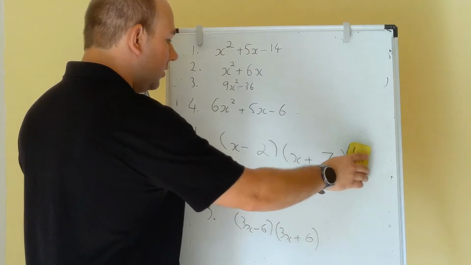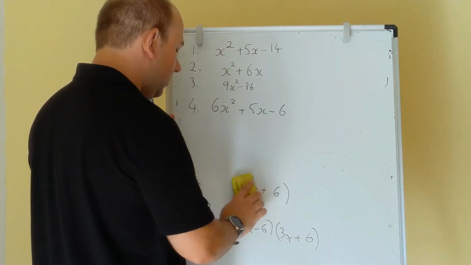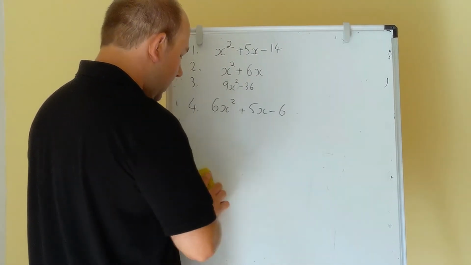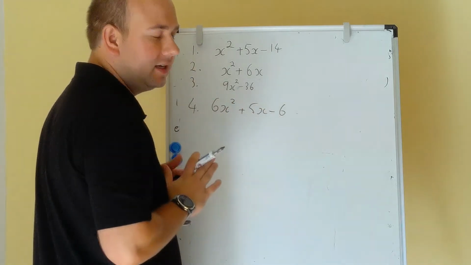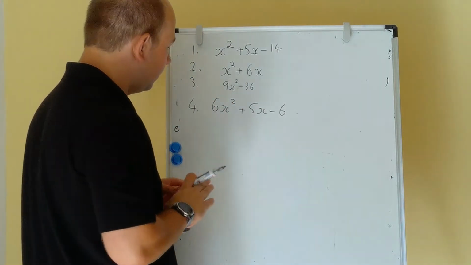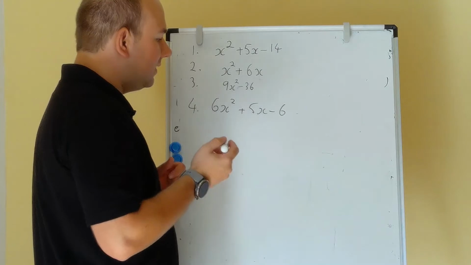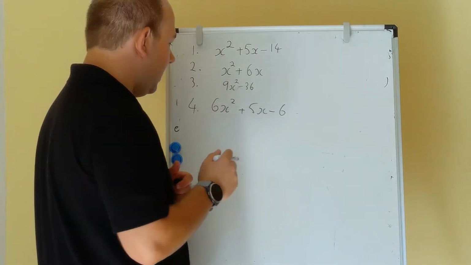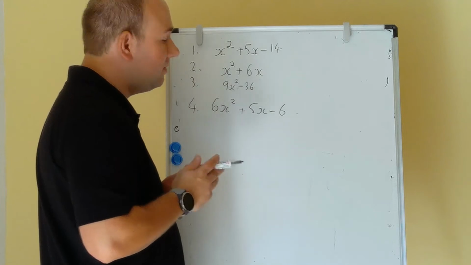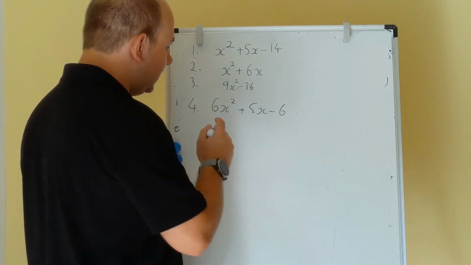So finally, we're going to go on to this fourth question, which has an a coefficient of 6, a b coefficient of 5, and a constant of minus 6. So this one's a little bit trickier to do. We're still going to end up with two brackets, but there are numerous methods to do this, but the method I'm going to use is this.